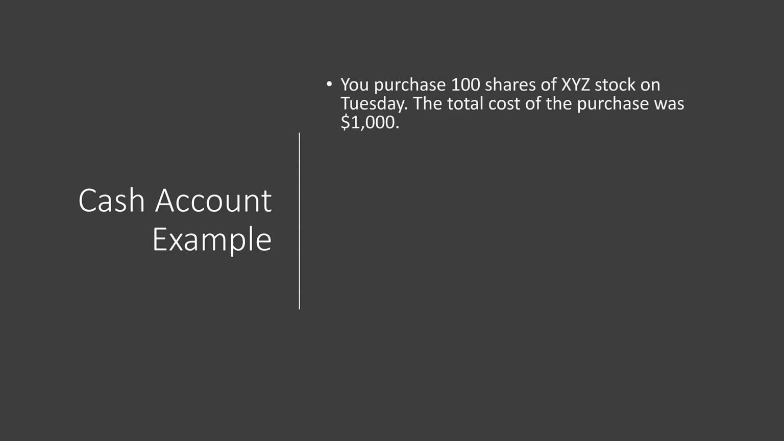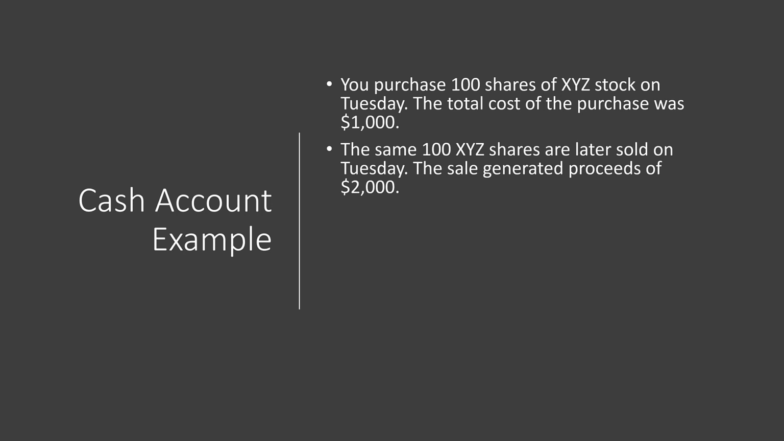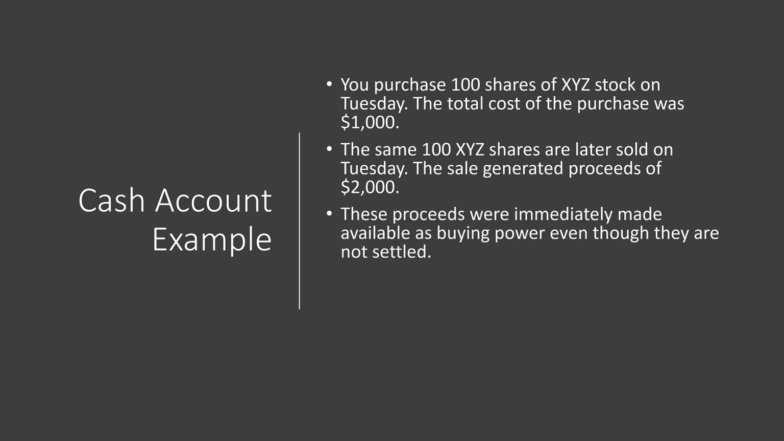Now, I'm going to give you an example of a cash account. Let's assume that on Tuesday you purchase 100 shares of XYZ. Let's just say you have $1,000 in your Roth IRA and that's all you have, and you buy 100 shares of XYZ stock, okay? Later that day you decide to sell your stock and you've got a profit. So you have $2,000. Now you've doubled your money in one day. Again, because it is a cash account, the $2,000 that you now have is considered unsettled funds. However, it is immediately available as buying power, but as I said, it is not settled yet.